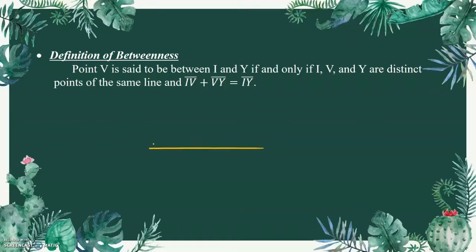Okay, so I have a segment here, and it says point V is said to be between I and Y. So I and Y are the endpoints of our segment, and V is said to be between I and Y, anywhere as long as it's between I and Y. So let's have it here. Point V is located on that point.